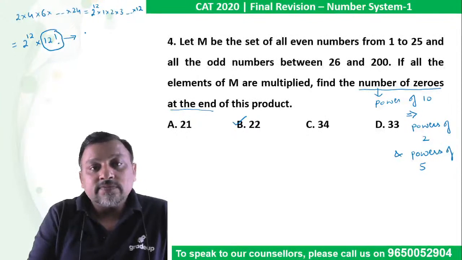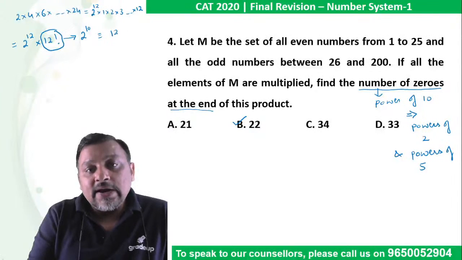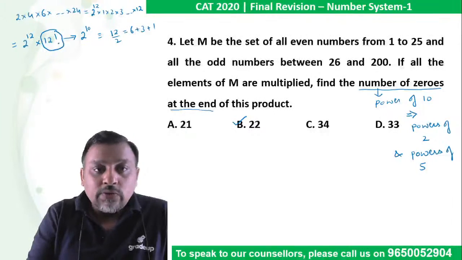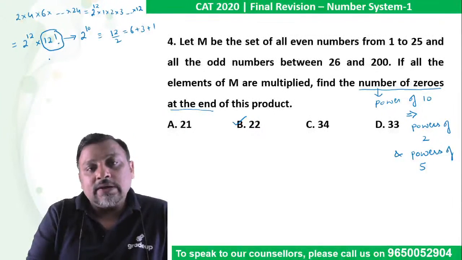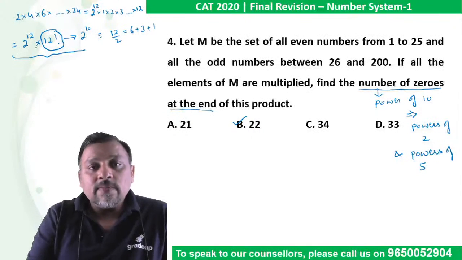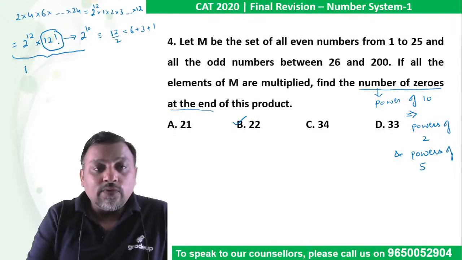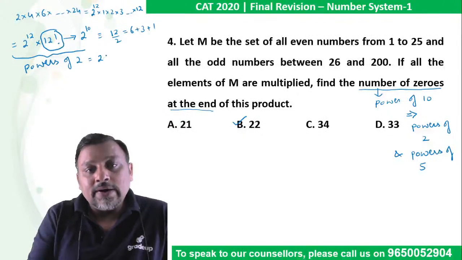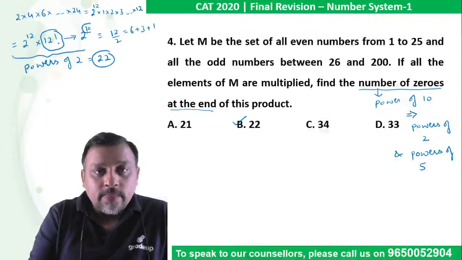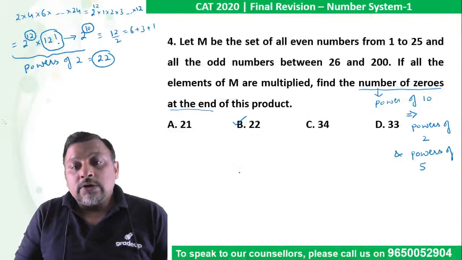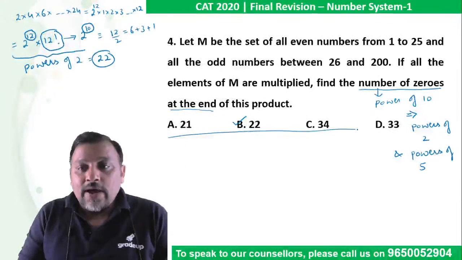It is this, that is, I divide 12 by 2, I'll get 6, then 3, then 1. So in 12 factorial, the power of 2 is 10. So in this complete number, can I say the power of 2 is 22? That is 10 plus 12. So then I need to find the powers of 5.